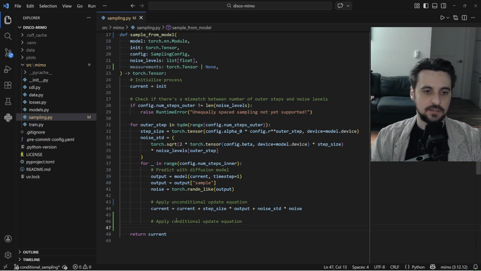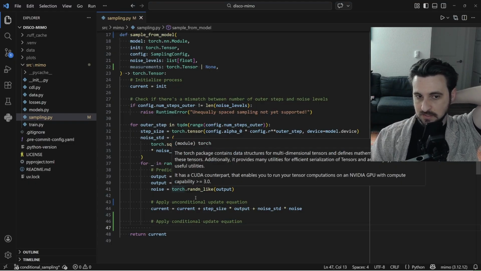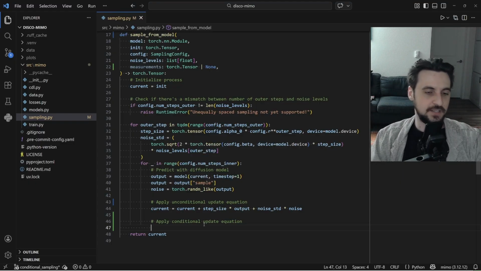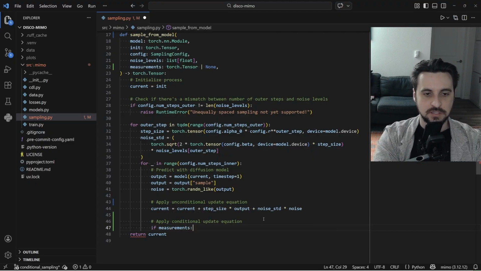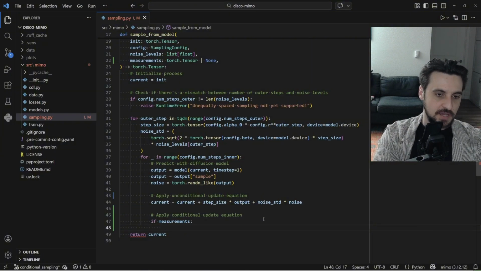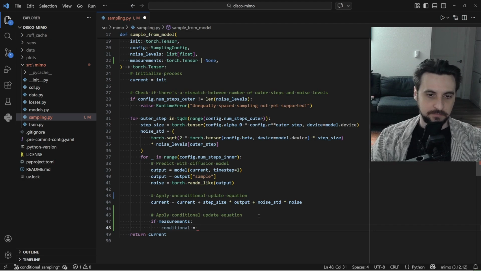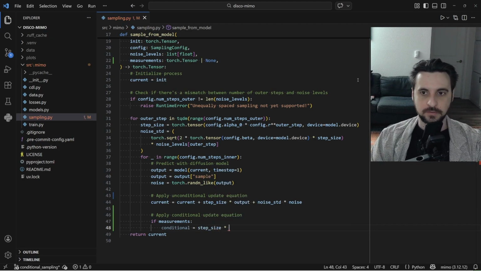So now the forward process in MIMO channels is pretty easy. It's a matrix multiplication between the pilot matrix and the channel. So then we can say if measurements are not none, then we can say conditional, okay, becomes the step size. It has exactly the same, well, we have to look in the paper now.